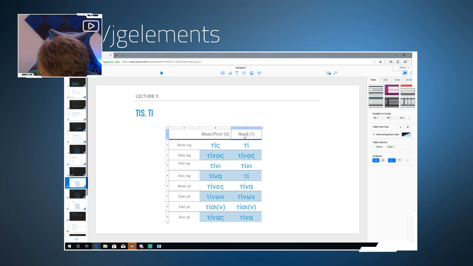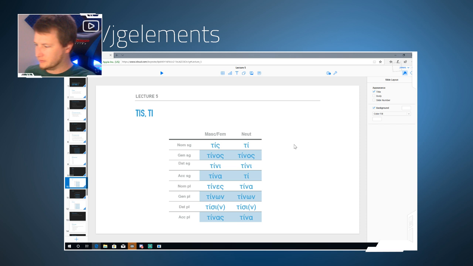These are all third declension, though. I don't know why I did that. I was right to second guess myself because I found an error. As embarrassing as it might be, it is what it is.